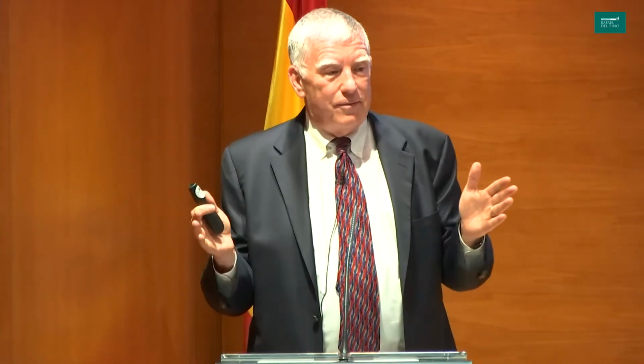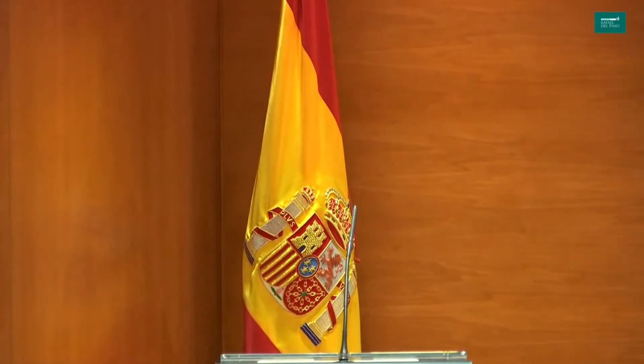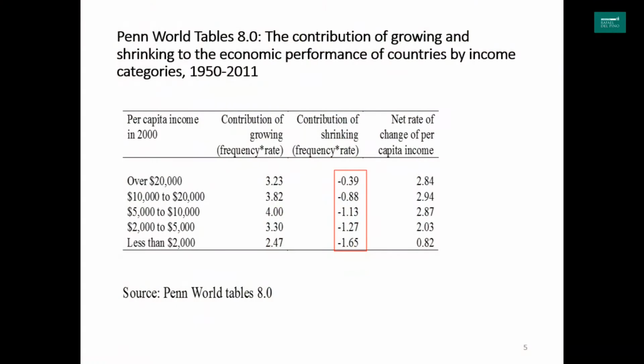Because if you have $40,000 a year per capita income and you grow at 2%, your income goes up by 5 times more than if you have $4,000 a year and your income goes up by 2%. And then at the very bottom, it starts to get small, and it's getting small because of shrinking. Variations in the rate at which you grow explain nothing here. It's variations in the rate at which you shrink.